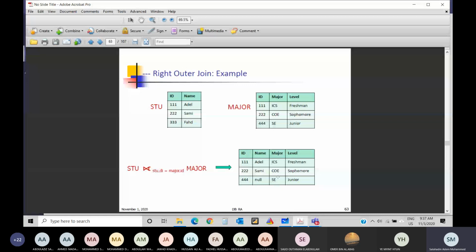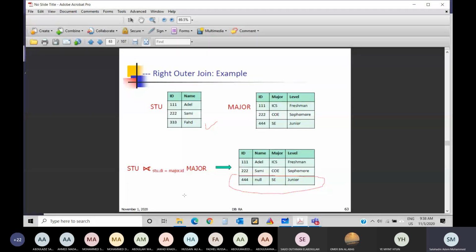By the way, the output is, first of all, do equijoin. After you do equijoin, then add anything which is missing from the left table if you are using left, or the right table if you are using right outer join. So this will appear now, but Fahad will not appear because we are looking for the table on the right. So this is the table on the right, this is the table on the left. Does that answer your question? Any question? Yes, sir.